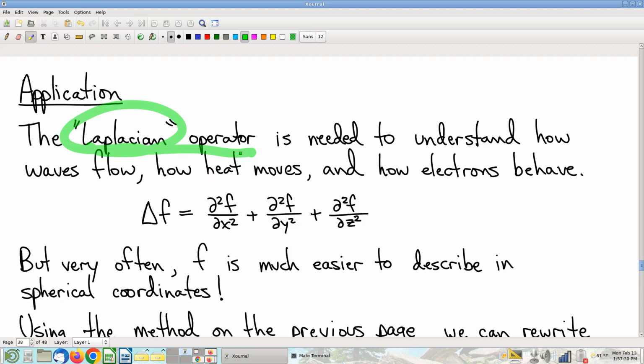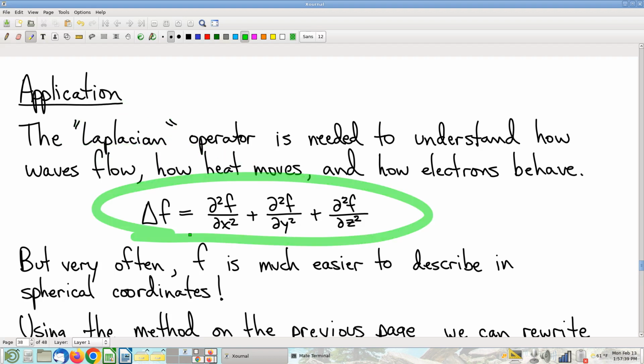How waves propagate heavily relies on the Laplacian, and much more. So here it is. This is the formula for the Laplacian. It's an operator. It's a bunch of derivatives to be taken of whatever you're applying the Laplacian to.